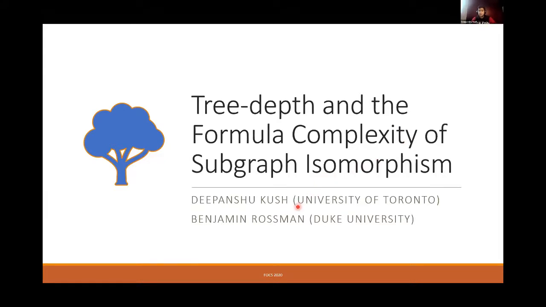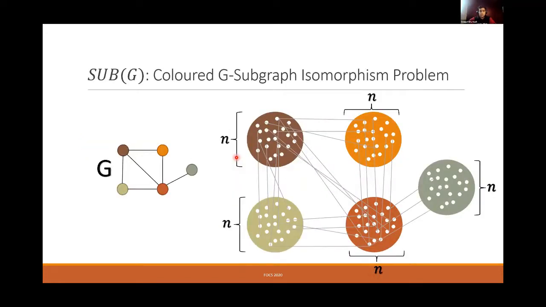And so I'm Dipanshu, and I'm going to be talking about the formula complexity of the subgraph isomorphism problem and its connections to this graph parameter known as tree depth. This is joint work with Ben Rossman. Right, so let's start off by defining this problem sub G, or the colored G subgraph isomorphism problem, which is the object of study in this talk.